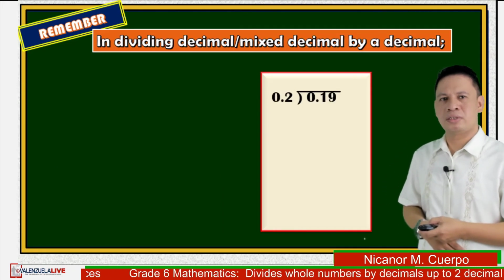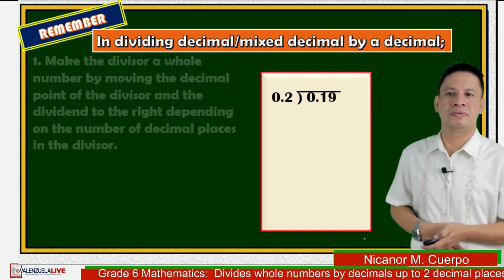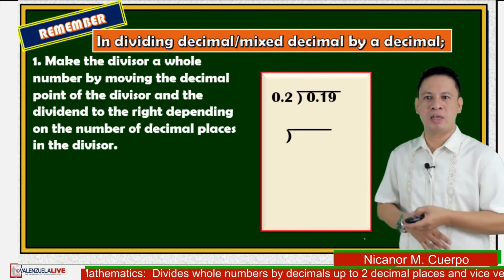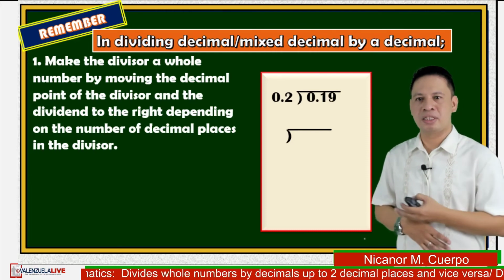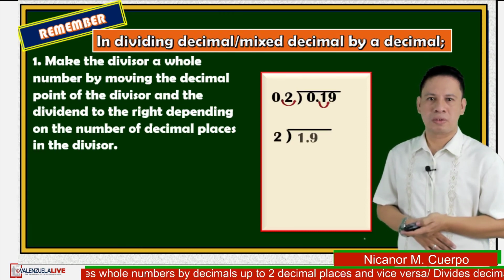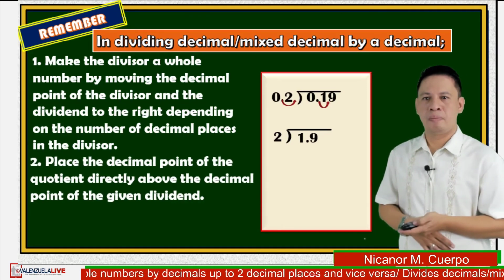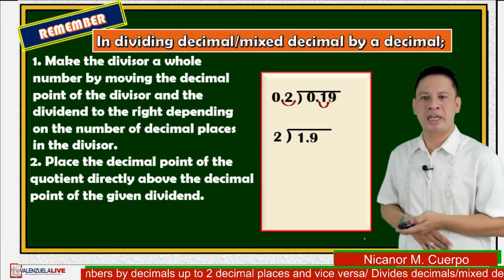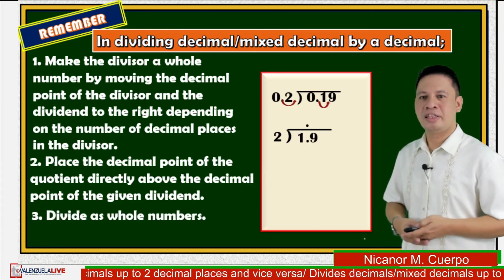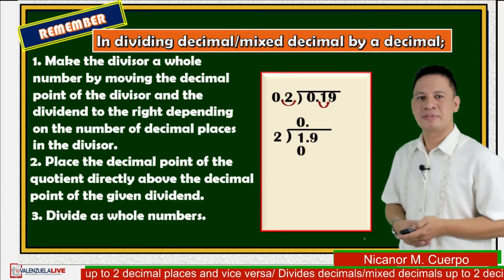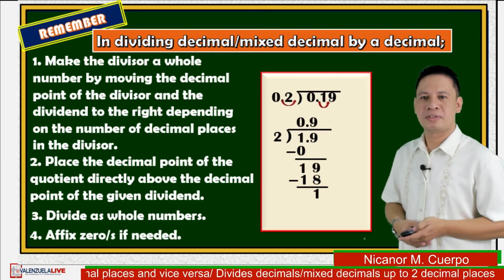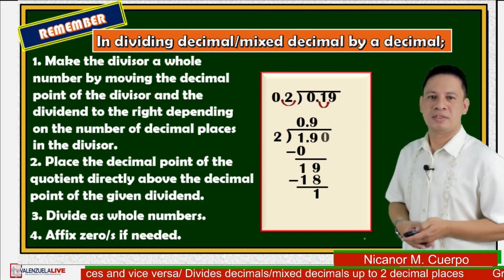In dividing decimals or mixed decimals by another decimal, make the divisor a whole number by moving the decimal point of the divisor and the dividend to the right, depending on the number of decimal places in the divisor. Then, place the decimal point of the quotient directly above the decimal point of the given dividend. Then, divide as whole numbers. Affix 0 if needed.